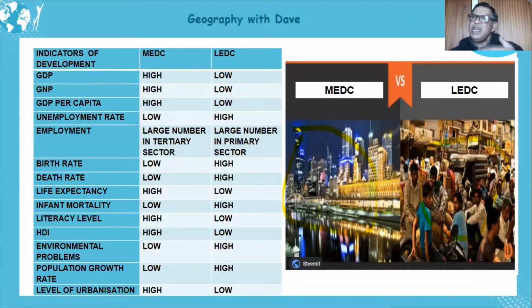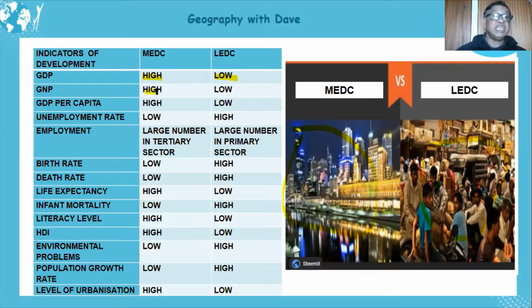So here is a list, which I think you've worked out already when you did GDP. GDP, the gross domestic product, is high in the MEDC and low in the LEDC. They don't have such a big output. They're selling raw materials, getting less money, producing less in their country in terms of goods. So the LEDC will be low.